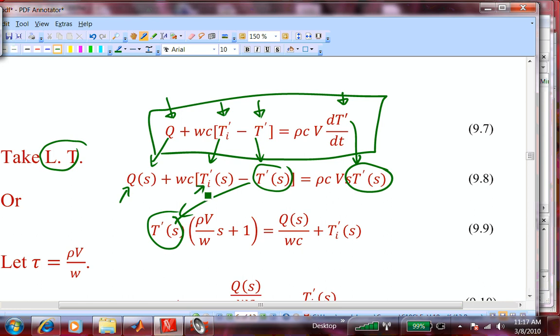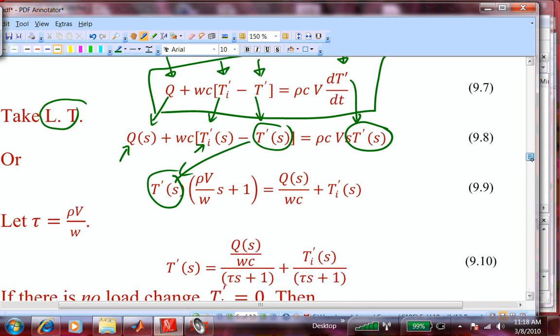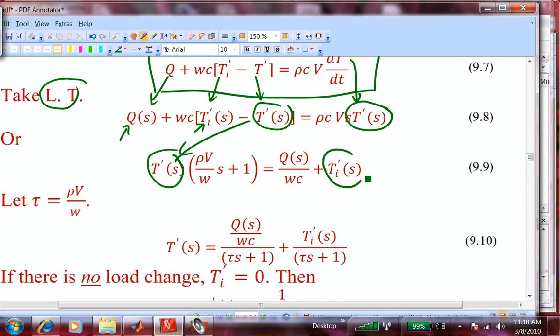Here we are keeping W as a constant. There is no change in the flow rate, but I can increase Q, or I can change the inlet temperature, Ti prime. So both of these are treated as inputs, and T prime is the output. So I have a relationship in the Laplace domain between the input and the output.